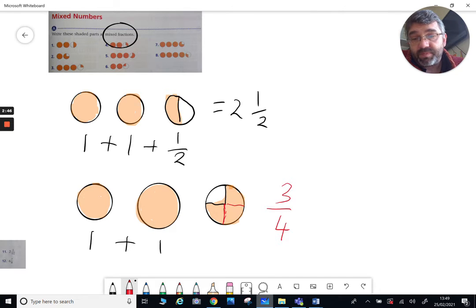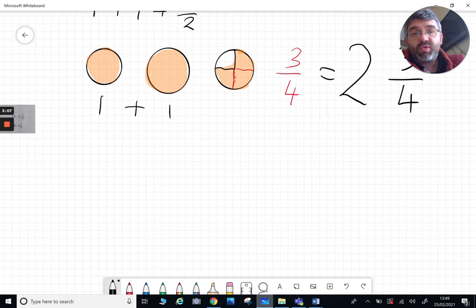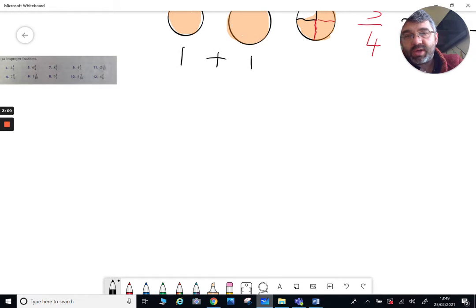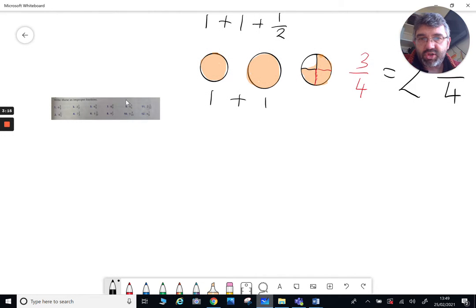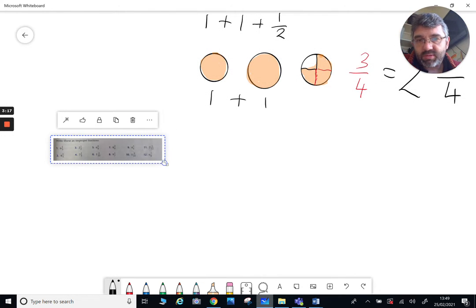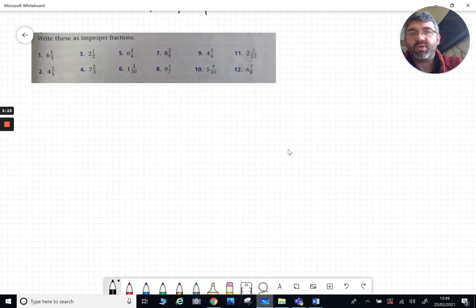So what have we got then? As a mixed number then, we've got 1, add 1 is 2. And we've got 3/4. So that's our mixed number here. So the aim of the task here is to turn these shaded circles into mixed numbers, showing whole numbers and fractions. Okay, if I move up now to another part of the sheet here, if I just bring my question sheet over here, make it a little larger so we can see it. There we are. Okay.